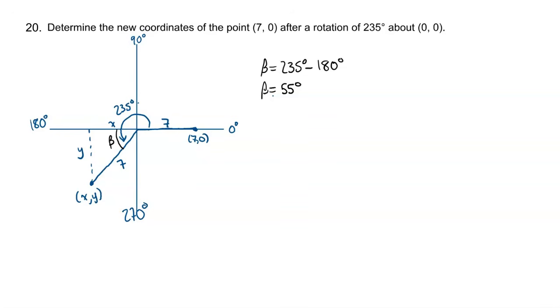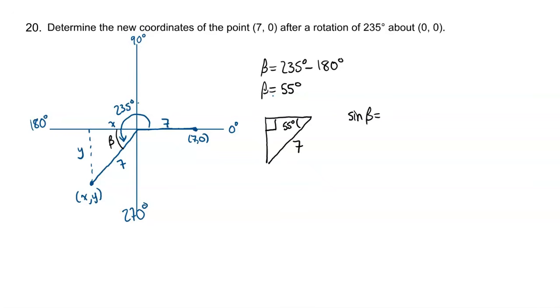And so now I have to think about what this is in terms of a right triangle. I'm just going to take the right triangle that we have and bring it over by itself so we can focus in on that right triangle. So that we know the angle is 55 there, and we know that the length of the hypotenuse is 7.